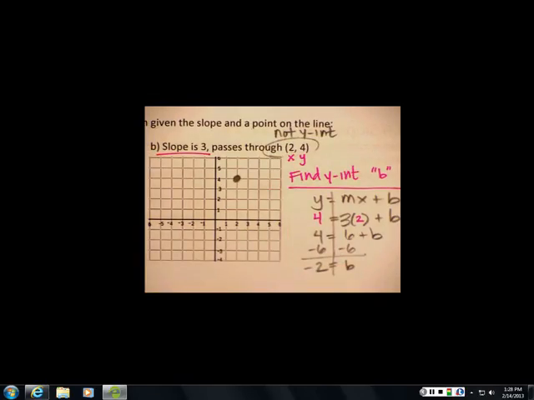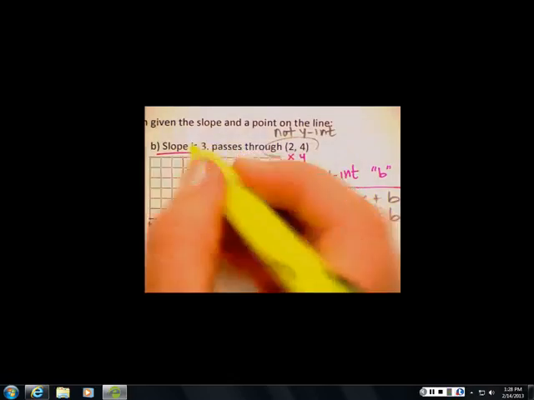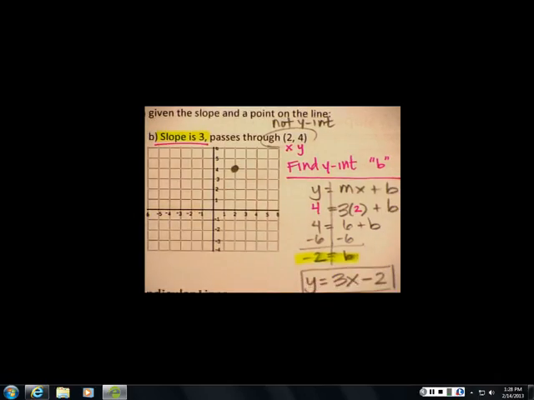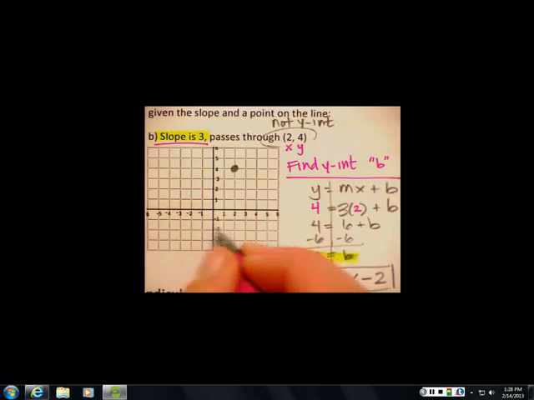Now that I know that, I have all of the information I need. I now know my slope as well as my y-intercept. So when I write my equation, it's going to be y = 3x - 2. And we can graph this. My line should go through this point. So let's check and see if it does. Negative 2 is my y-intercept.